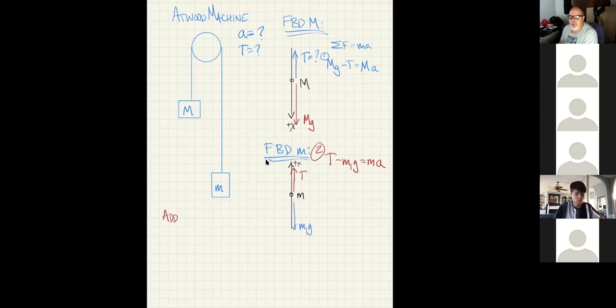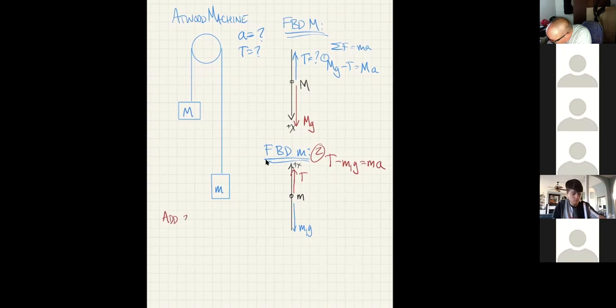Right now there's something glaring that's staring out at me. And the fact is that T in equation 2 is positive and T in equation 1 is negative. So I'm going to add equation 2 and equation 1. That's the easiest trick here. And that's something I want you to keep in mind, because virtually every time you solve an Atwood machine, that's going to be the way to do it.